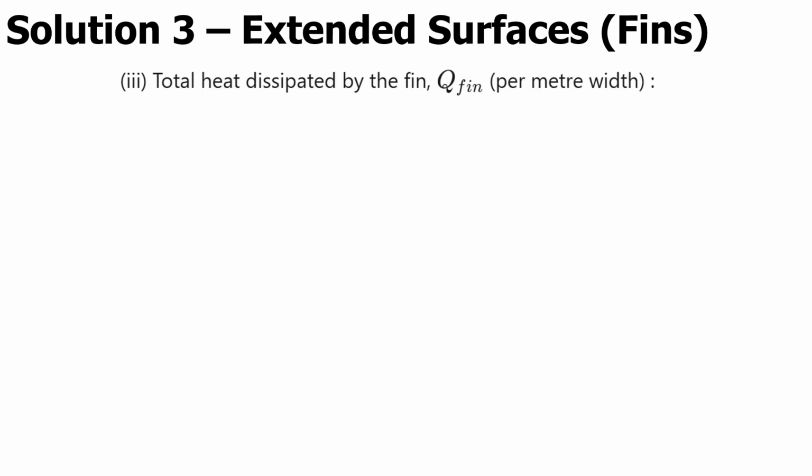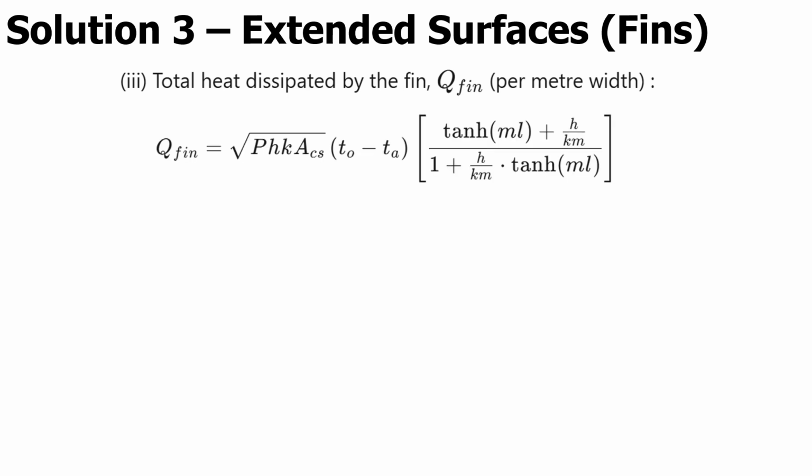Now for part 3, we need to calculate the total heat dissipated by the fin per meter width, denoted by Q fin. Now the formula for total heat dissipated by a fin with convection at the tip is given by Q fin, which is equal to the square root of P times H times K times ACS, times T naught minus TA, multiplied by the term: the hyperbolic tangent of ML plus H over KM, divided by 1 plus H over KM times the hyperbolic tangent of ML.